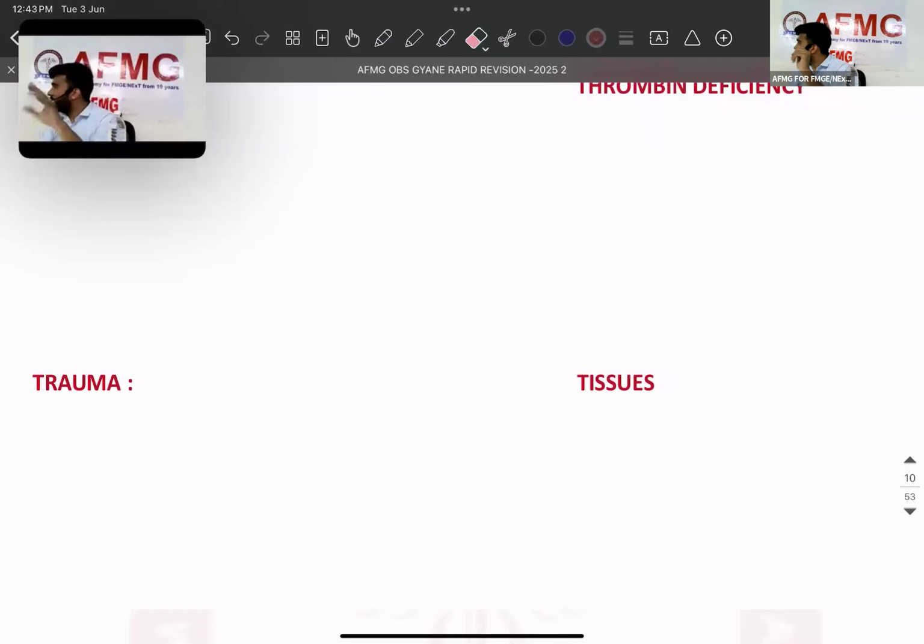Is that clear? Yes. Followed by that, in thrombin deficiency, we can have von Willebrand disease. We can have idiopathic thrombocytopenic purpura. We can have hemophilia, rarely, hemophilia A, B, C. Factor 8, 9, 11 deficient. A, B, C, 8, 9, 11. So these are related to the clotting factors. That is thrombin deficiency. Is that clear?